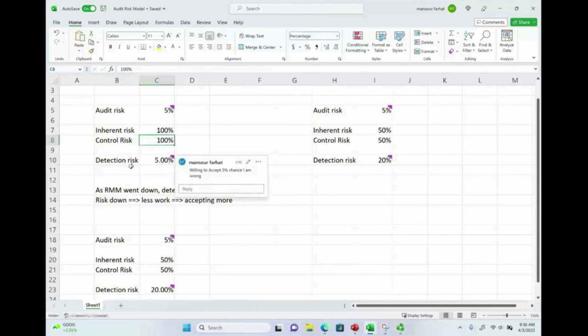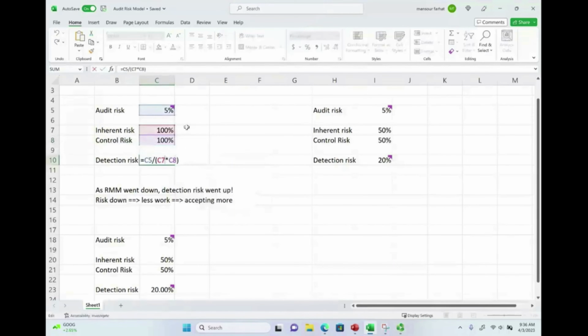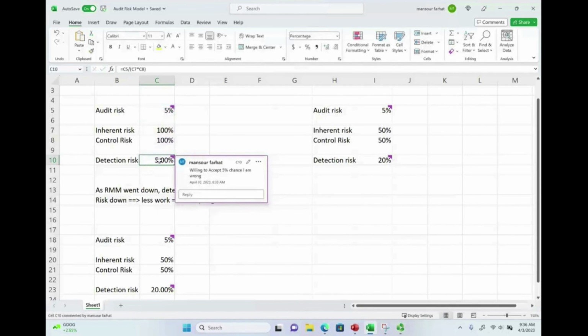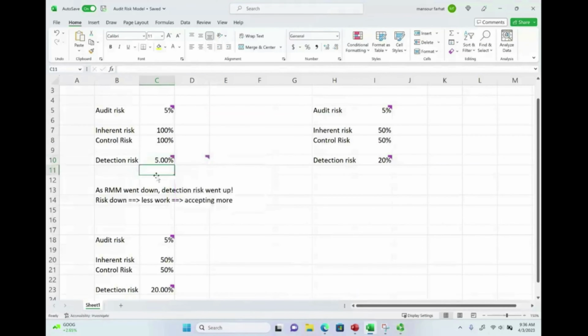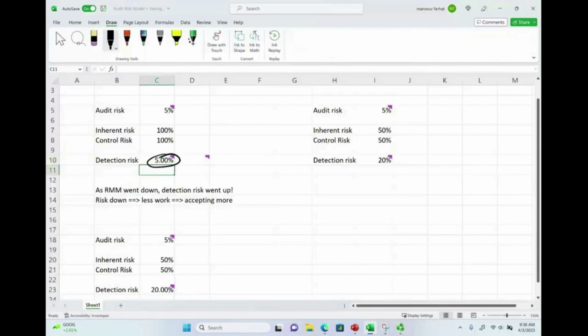How do I come up with my detection risk? Well, I will take audit risk divided by inherent risk times control risk. And I come up with 5%. Well, what does 5% mean? I'm willing to accept a 5% chance that I am wrong, which is a low percentage. I'm not willing to take more than 5% chance. Now, why am I only willing to take 5% chance? Well, I'm setting my audit risk low, and inherent risk and control risk are no good. So I cannot take a lot of chances because this looks like a risky company.